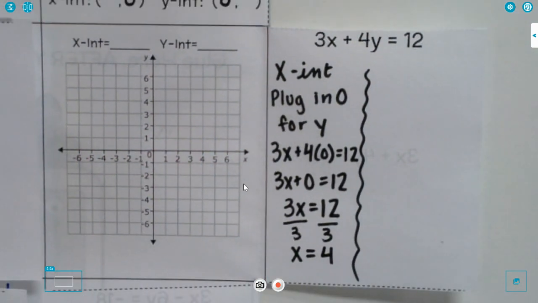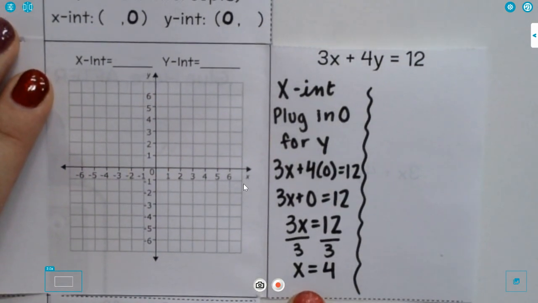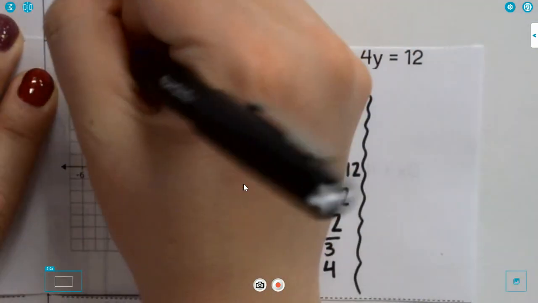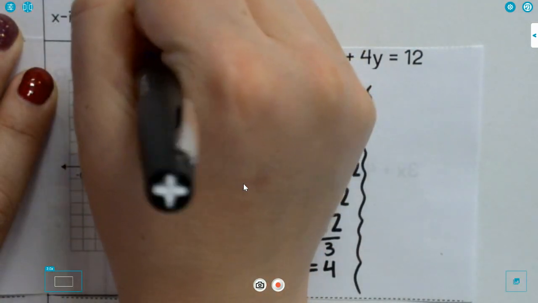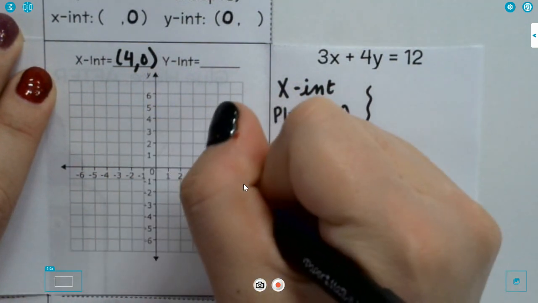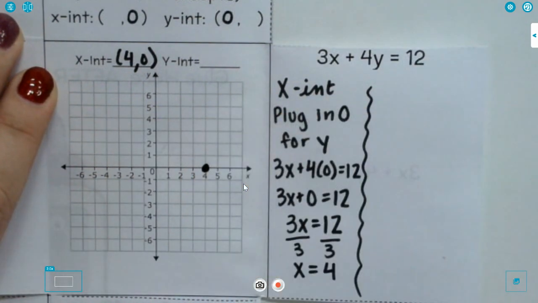Let's graph this one and then let's do the opposite. So this means that my x-intercept is the point 4, 0. So I'm plugging in a 4 for that first number. So I graph this at 4 over, 0 up.